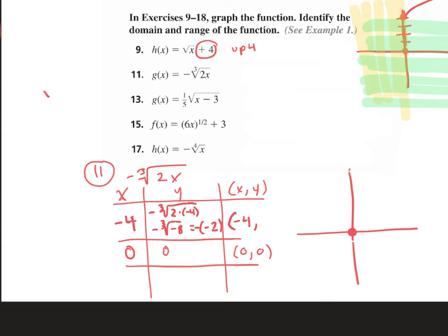So the cubed root of -8, we said was -2. But a negative out front means we have a double negative there. Negative -2. So what does that change our 2 to? A positive. So we're going to go to the left 4 and up 2. Put our point there. What else can we plug in?